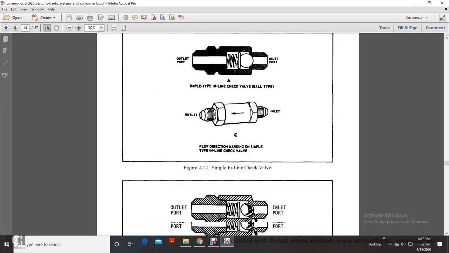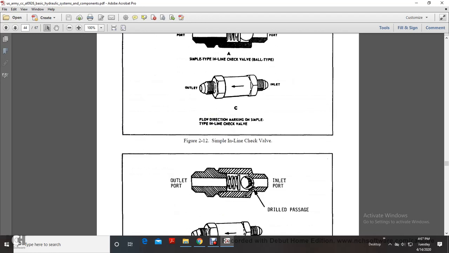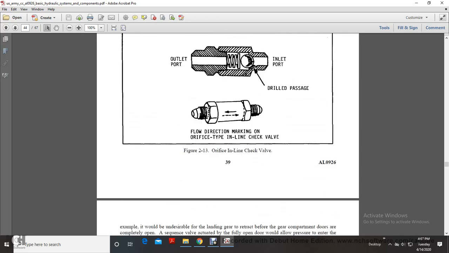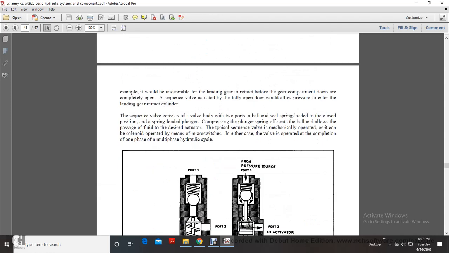So you have a simple inline check valve, and then you have an orifice check valve. They're basically identical. Example: it would be undesirable for the landing gear to retract before the gear compartment doors are completely open. A sequence valve actuated with a fully open door would allow the pressure to enter the landing gear retract cylinder. A sequence valve consists of the valve body, two ports, a spring-loaded ball, and a closed-position spring-loaded plunger. Compressing the plunger off-seats the ball, allowing the passage of fluid desired to actuate.